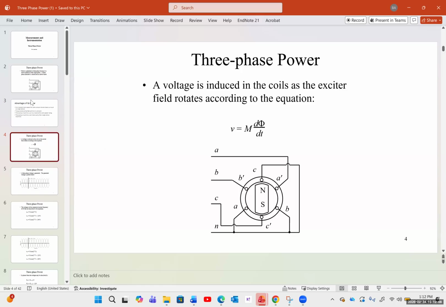Now, 3-phase power, a voltage is induced in the coils as the exciter field rotates according to the equation. V is going to be M, the d phi over dt. And we have different type of 3-phase motors, like the squirrel cage motors, the asynchronous. Even we have type of 3-phase motors that use permanent magnet, which I usually use in high power application or generators as well. Most of the times you can use a motor as a generator, and a generator could be used as a motor.